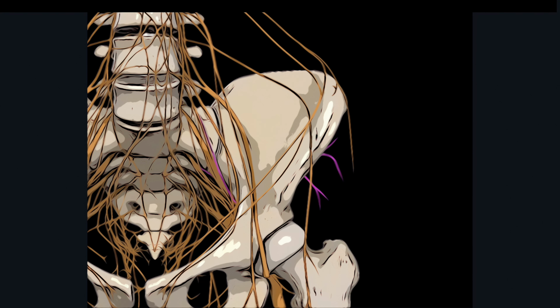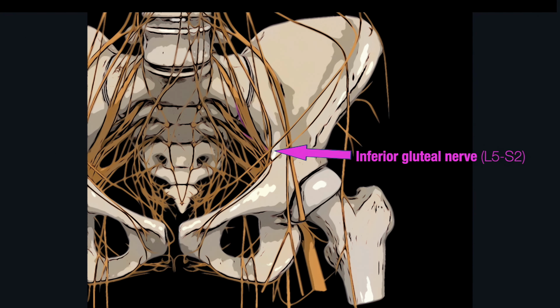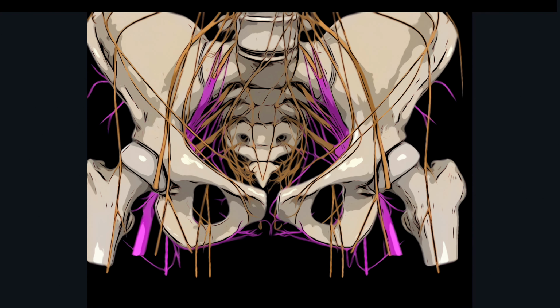The superior gluteal nerve arises from the ventral rami of spinal nerves L4 to L5 and S1. It passes through the greater sciatic foramen to supply the gluteus medius, gluteus minimus, and tensor fasciae lata muscles. The inferior gluteal nerve arises through the greater sciatic foramen to supply the gluteus maximus muscle.